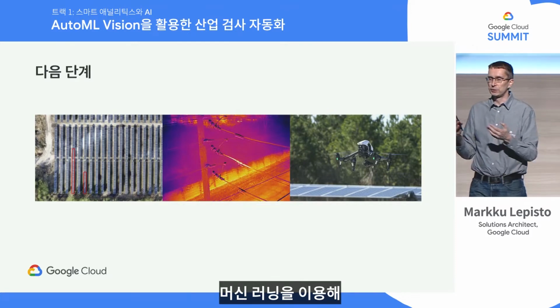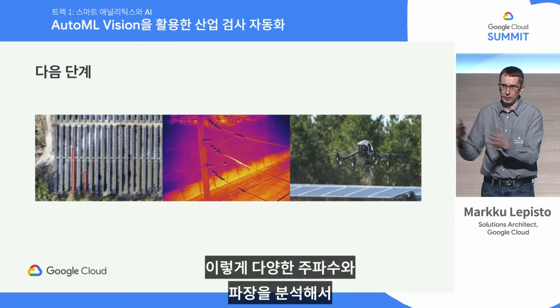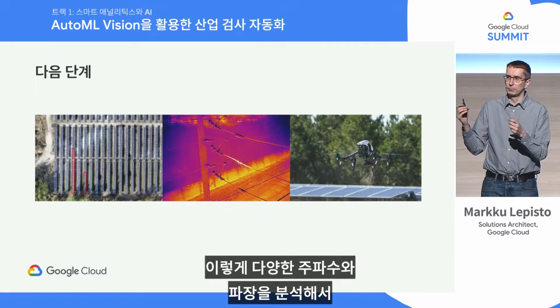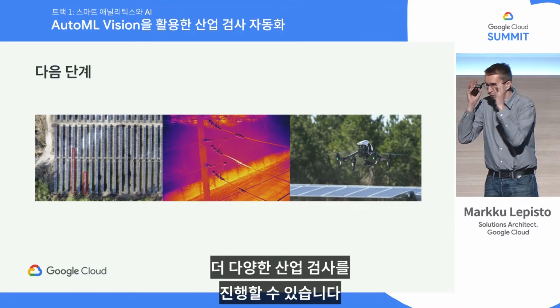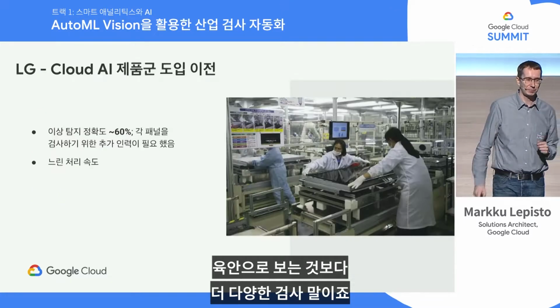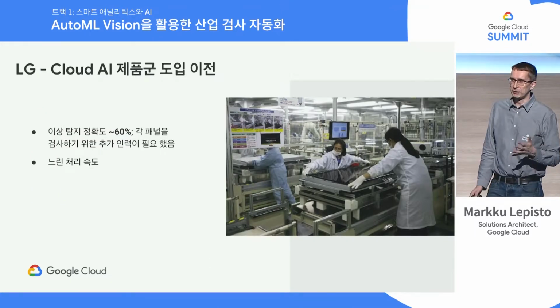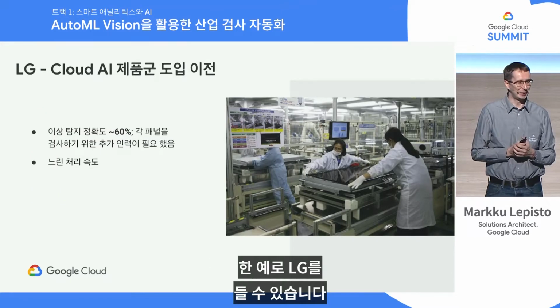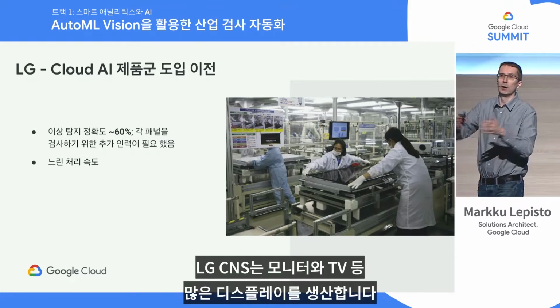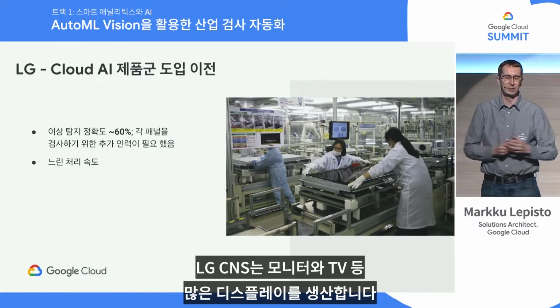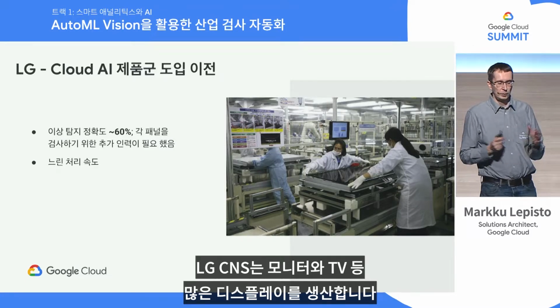So using machine learning to analyze those different types of frequencies and wavelengths can enable companies to do even more visual inspection, not just visual light that we are used to. One example of this is LG. You all know LG, right here in Korea. So LG CNS manufactures a lot of displays, monitors and TVs.